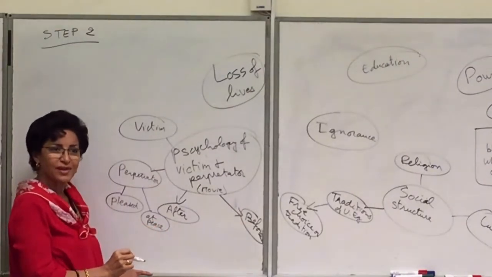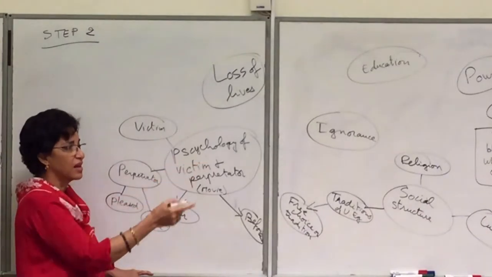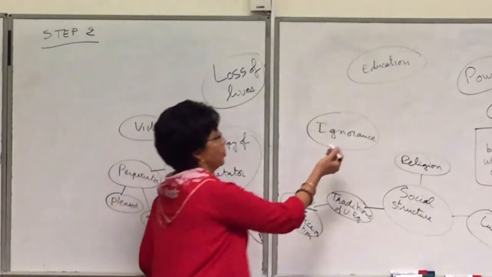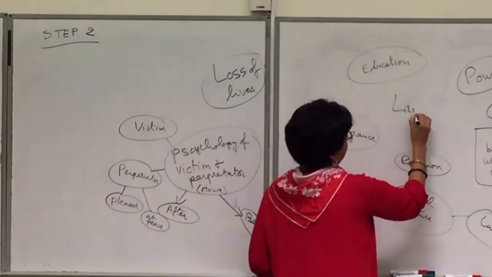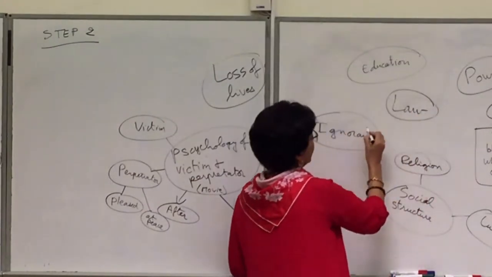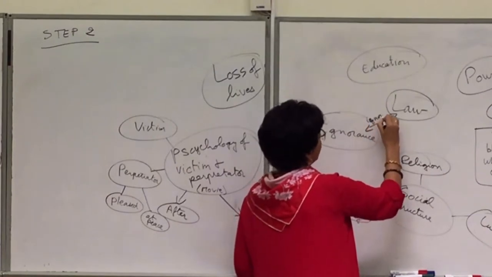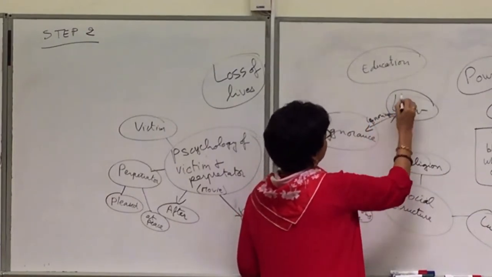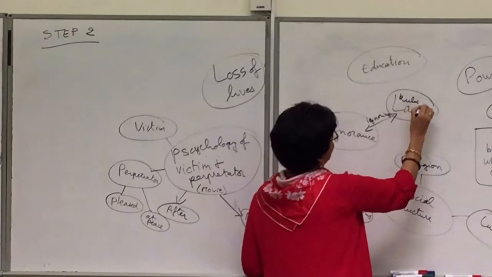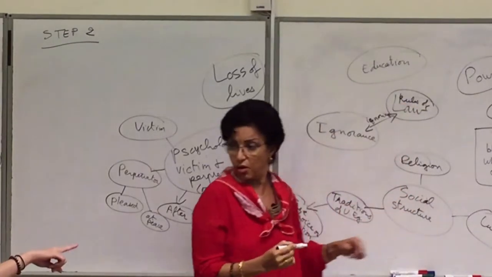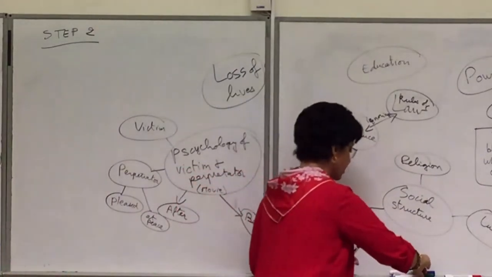Okay, what else? Yes? Under ignorance, whoever is seeking power is ignoring the rule of law. So where does the law fit in here? The government. Yeah, so ignorance is ignoring rules of law. You agree, you guys? Yeah? This goes next to type of government.